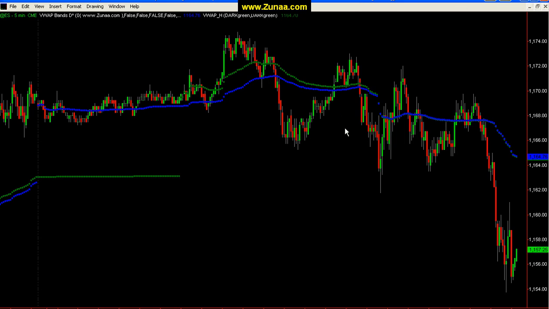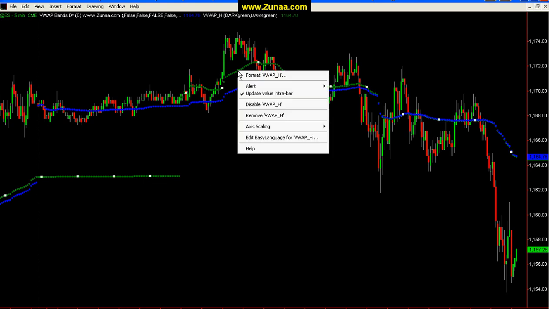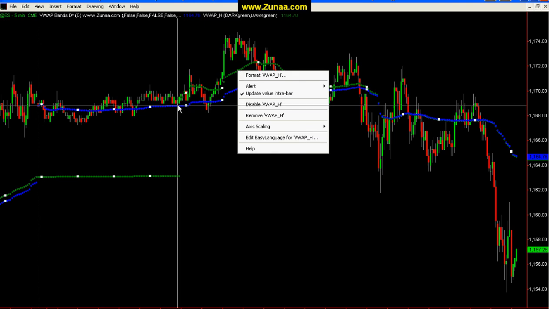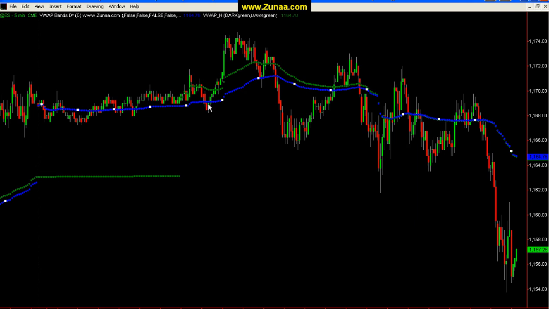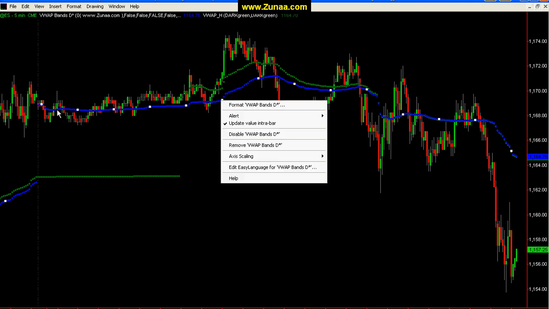because the overnight price action does affect the pit session as well. So I just wanted to show you that there's a difference between the normal volume weighted average price and this blue one, our volume weighted average price, so to speak. It automatically detects the session.